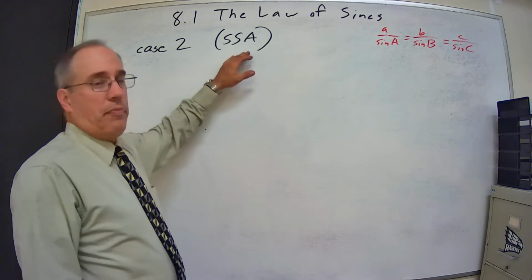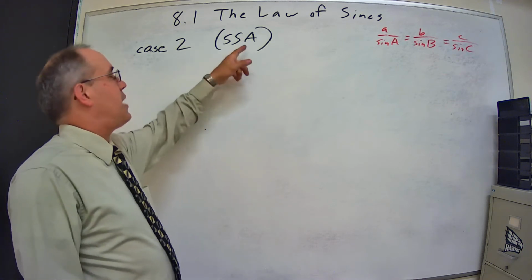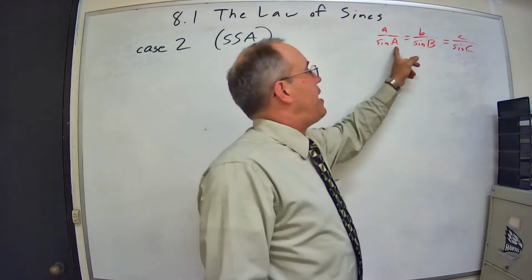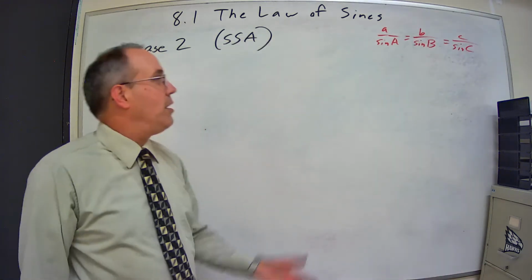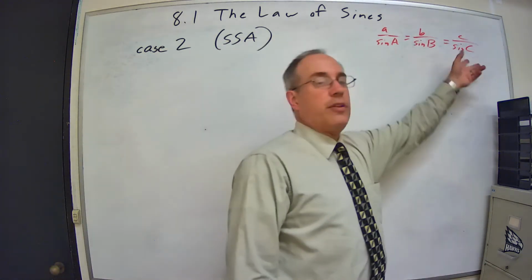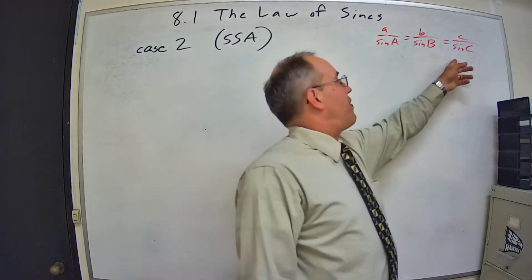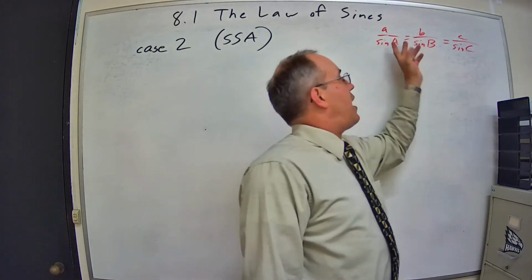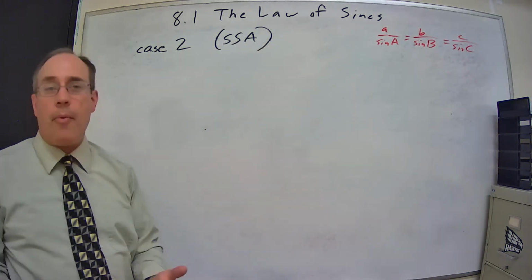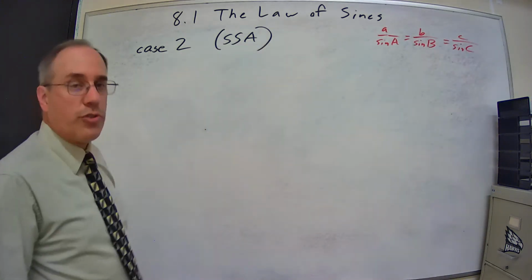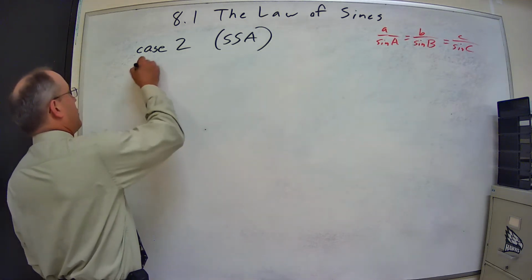Now, that doesn't seem too bad. If we have two sides and an angle, then we can obviously find the other angle. And then once we've got two of the angles, we can find the third angle. And then if we've got that third angle and we've got two of the sides, we can find the third side, using the law of sines. Not too bad. The problem is, case 2 is also known as the ambiguous case.